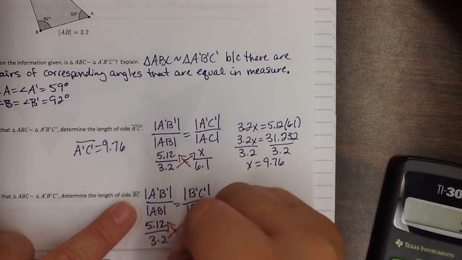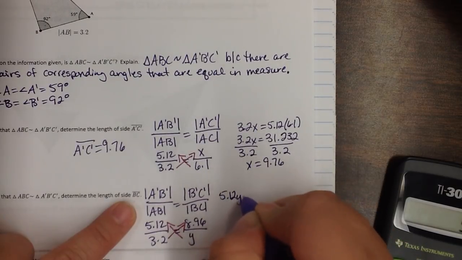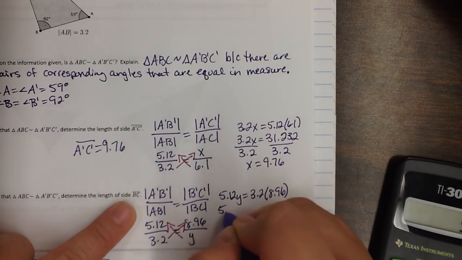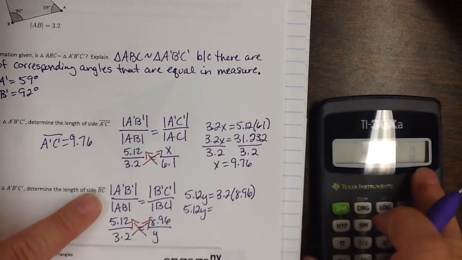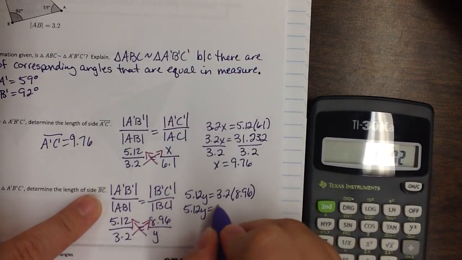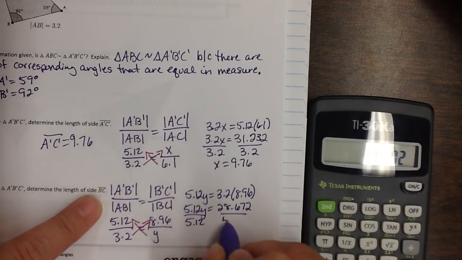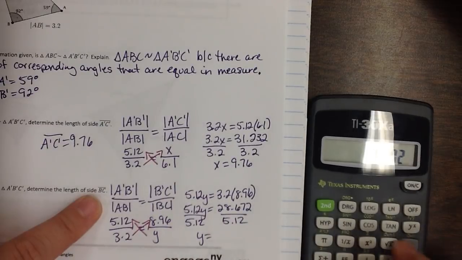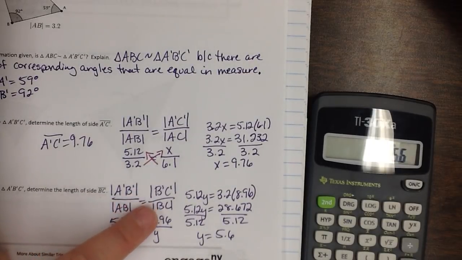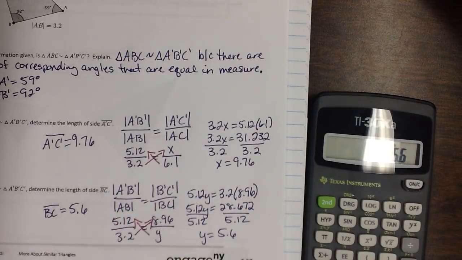Again, we're going to do cross products, cross multiply. So 5.12y equals 3.2 times 8.96. So 5.12y equals, I'm going to multiply this out, 3.2 times 8.96 equals 28.672. Divide both sides by 5.12. y equals 5.6. So solving for the distance from B to C, the distance from B to C equals 5.6.